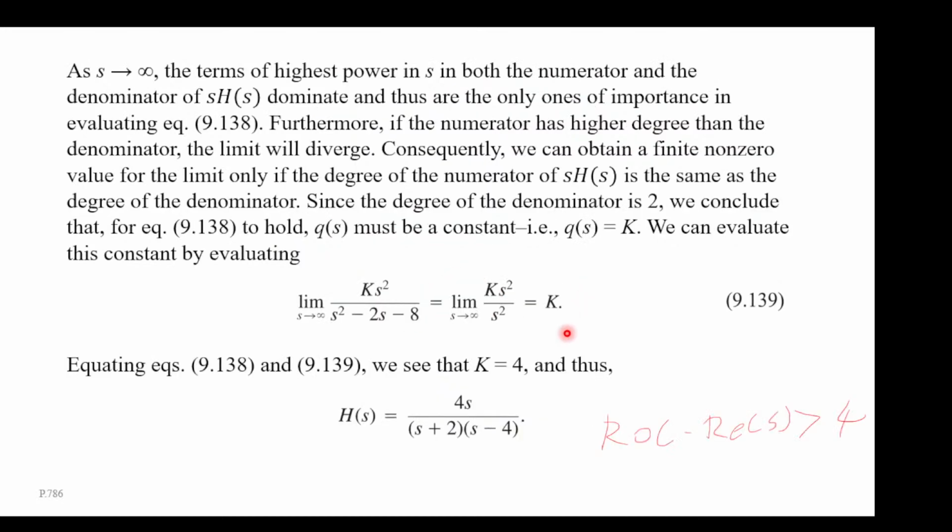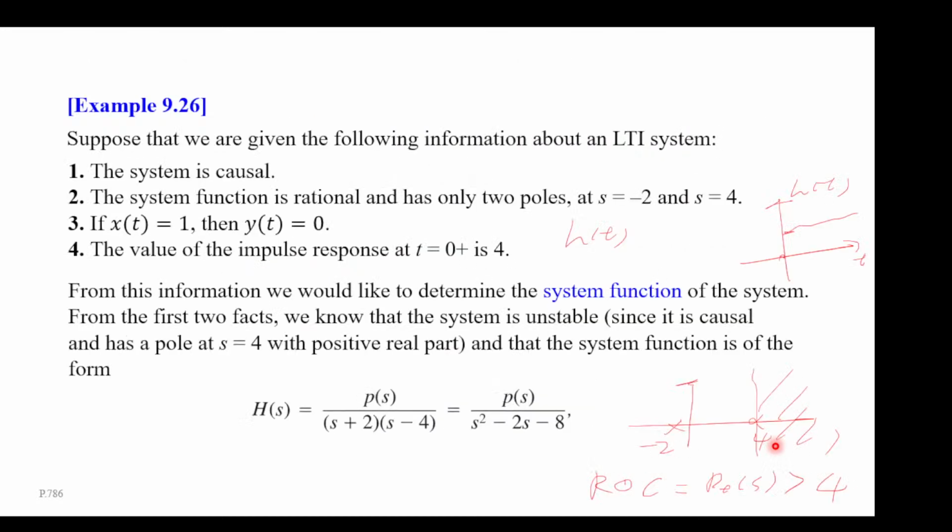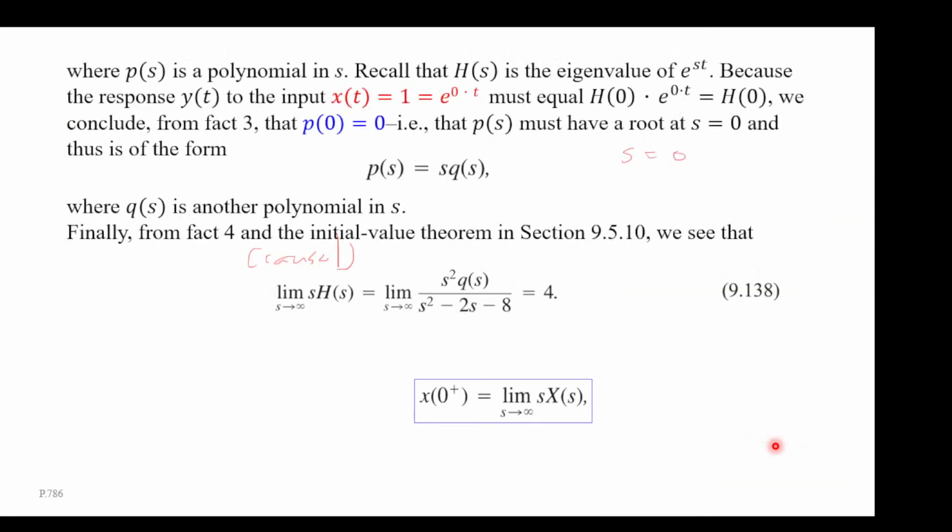Okay. And yeah, so your H of s is 4s over s plus 2 divided by s plus 2 times s minus 4. And with the ROC, we already said the ROC is real part of s greater than 4. Okay, so that's the derivation of H of s from some seemingly random conditions. Any questions? Not? Then let's go to the next topic.